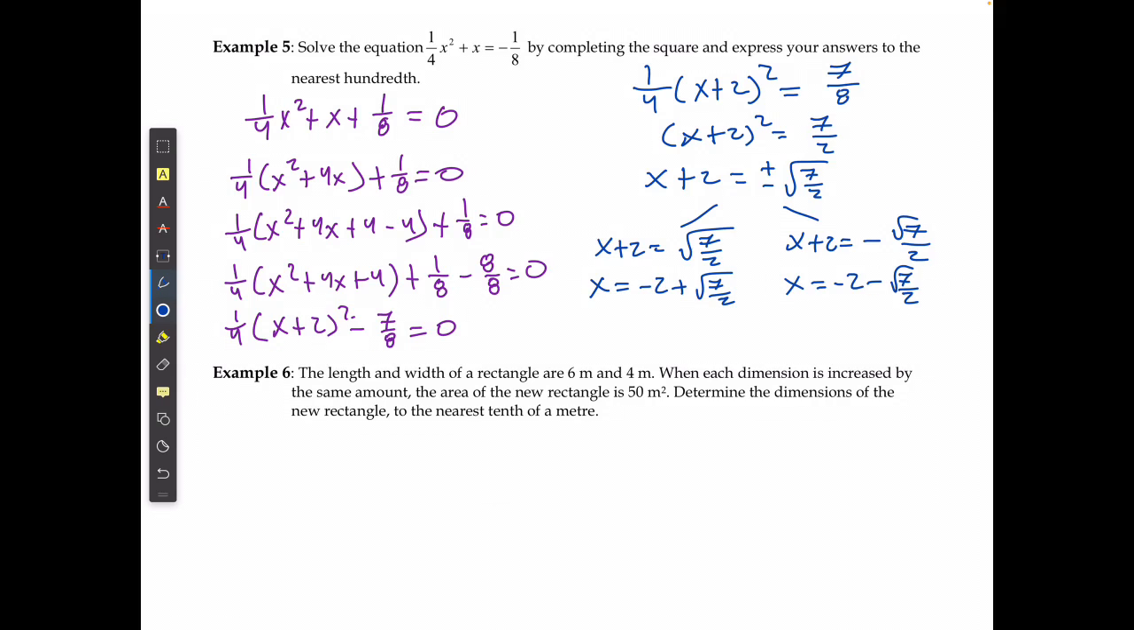This, to the nearest hundredth, is going to be x is equal to negative 0.13. This is going to be x is equal to negative 3.87.